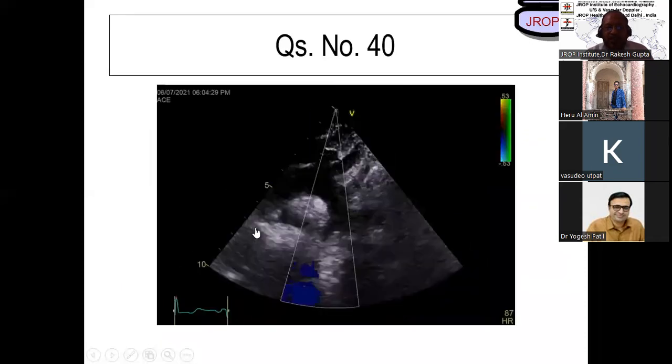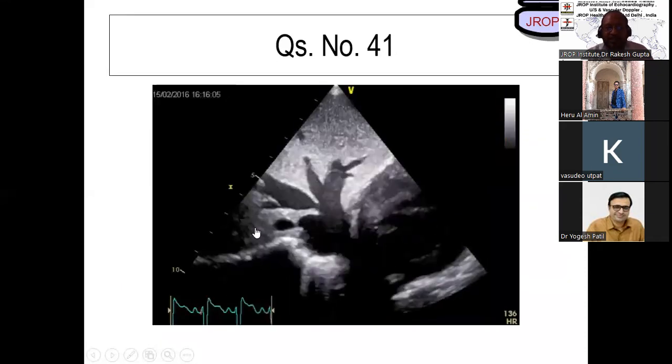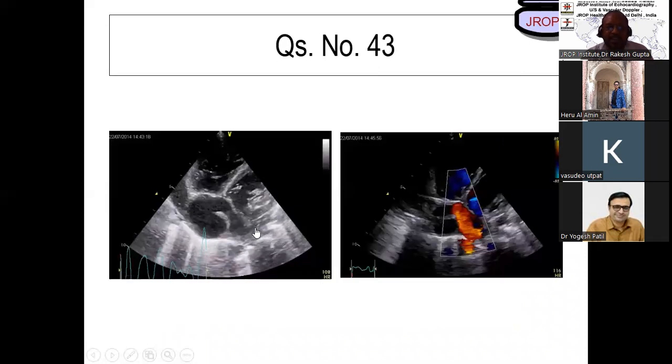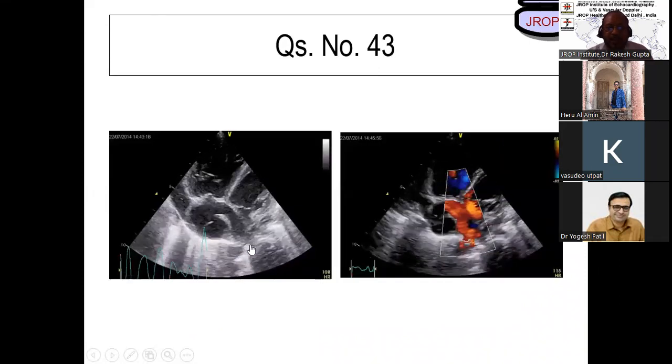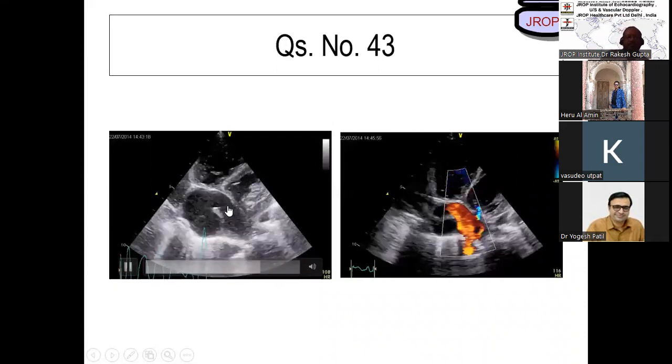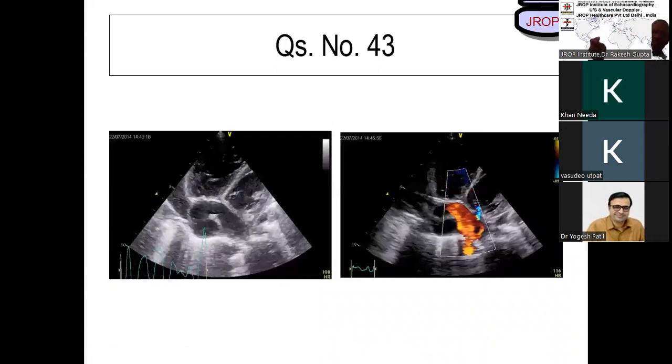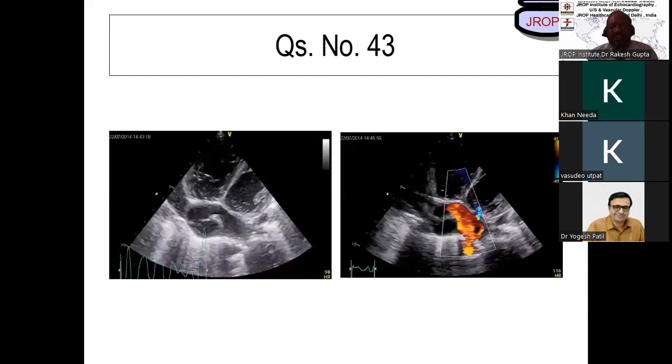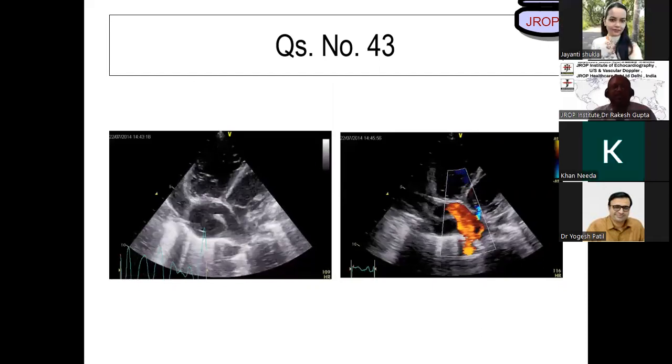Go back and I'll show you live clips of all this. Even this is like left atrium is seen over here. All pulmonic veins, they are draining into the right atrium. Hypovolemic LA. No. This is total anomalous pulmonic venous drainage.